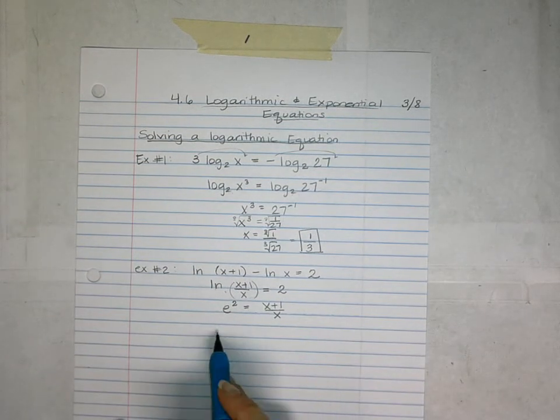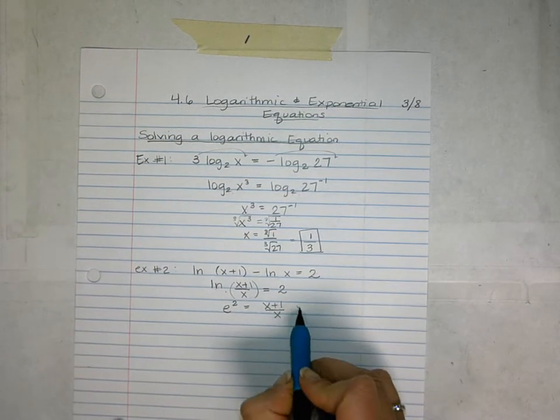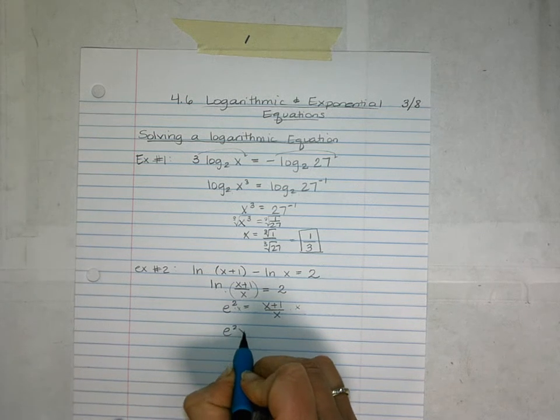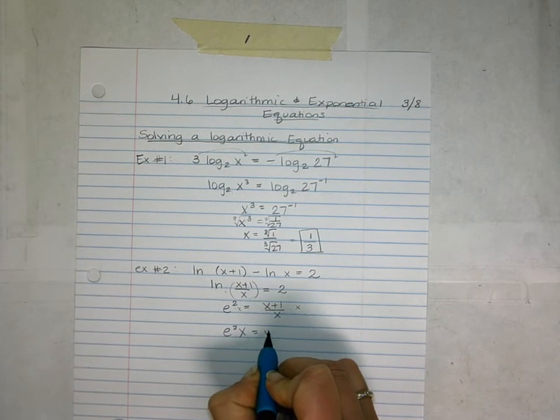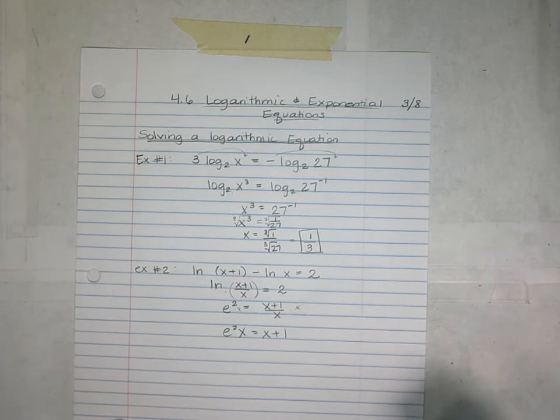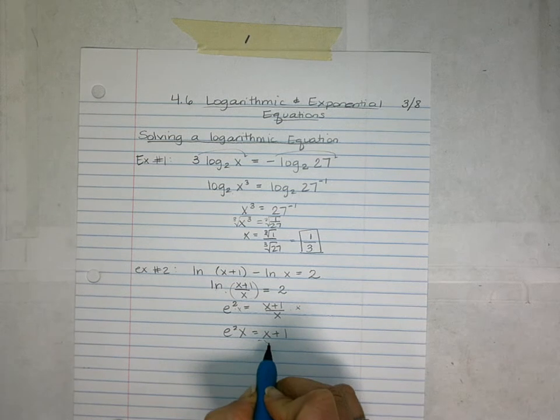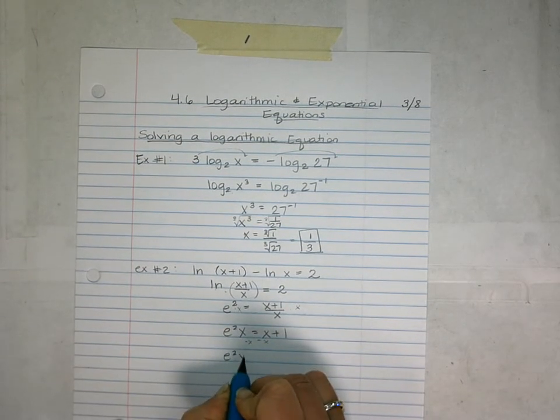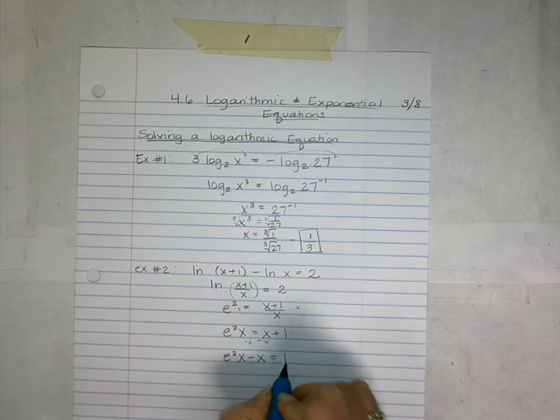And then I'm going to try to clean this up. I'm going to multiply both sides by x. So I end up with e squared times x equals x plus 1. I want to try to isolate x. My goal is to solve for x. So I'm going to move this x to the other side. I want all my x's on one side. So I have e squared x minus x equals positive 1.